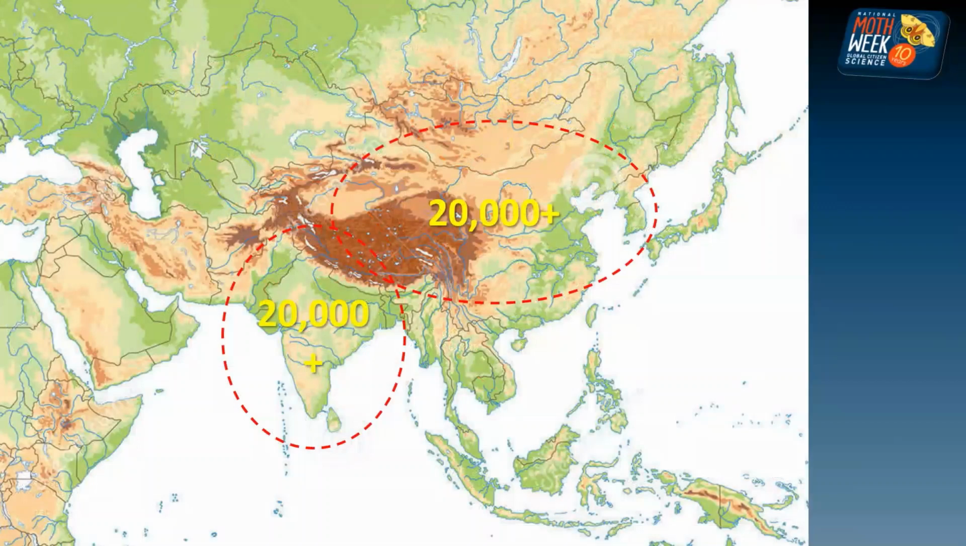Now, take a closer look at Asia. India and China, both of those large countries with many, many habitats, are estimated to have something in the region of 20,000 species each. Some overlap, but not that much.